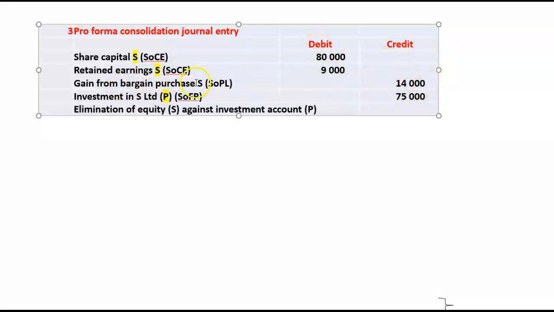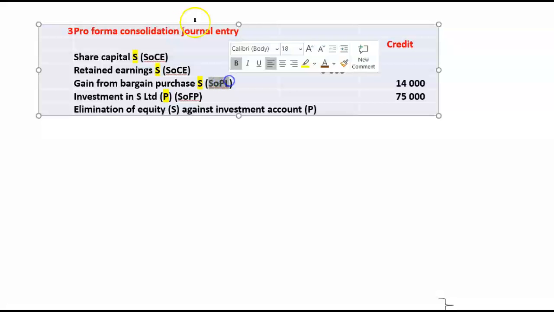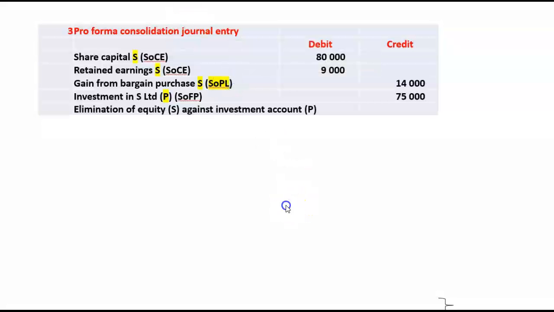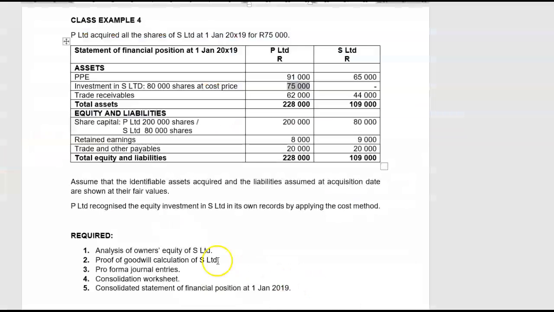And that is a gain from the bargain purchase, and that's going to be in the statement of profit or loss. So you saw when we had a goodwill, we took it as an asset to the statement of financial position. But when there's a gain on the bargain purchase, we take it to the statement of profit or loss, 14,000 Rand. Then the next step is to do the consolidation worksheet.